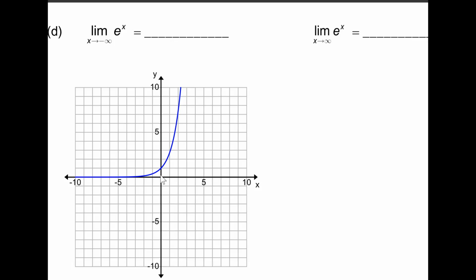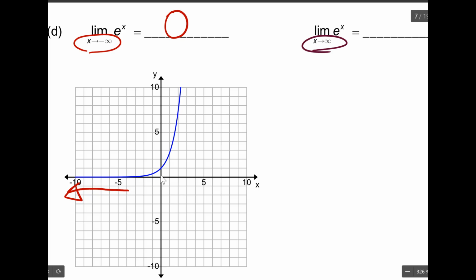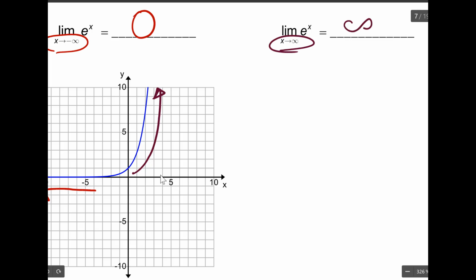So as we approach negative infinity, as I go to the left, what am I approaching in my y value? 0. As I approach infinity from the right side, what's going on? Am I approaching a number? Well, how do we know if it'll level out?